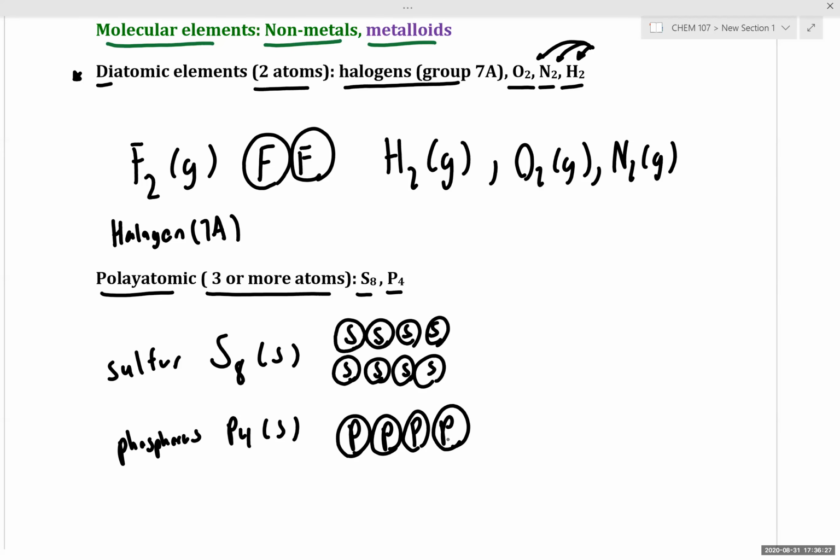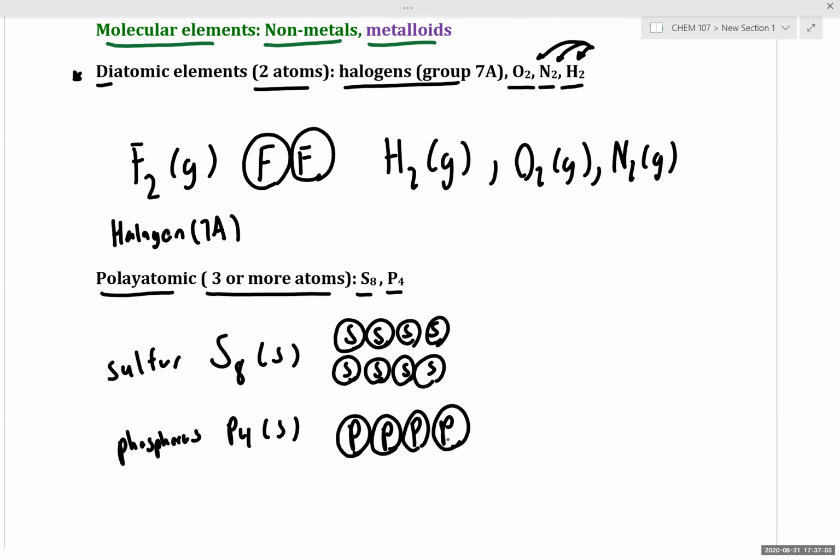Okay, so let's now move on. Any questions before we continue on with today's lecture? So the sulfurs that you circled, all those 8, and then the phosphorus, all those 4, those are called molecular elements? Yes, so sulfur and phosphorus, they're molecular elements, but more specifically, they're known as polyatomic elements. Poly because they have 3 or more atoms in their formula.